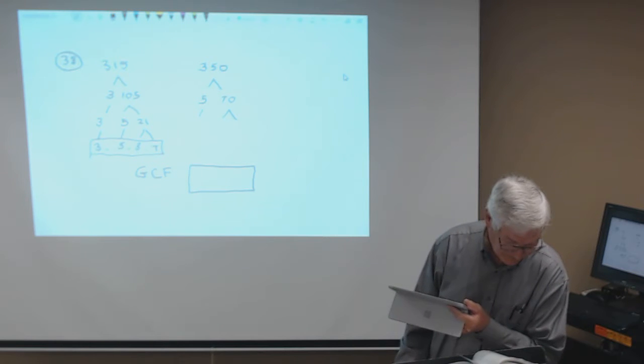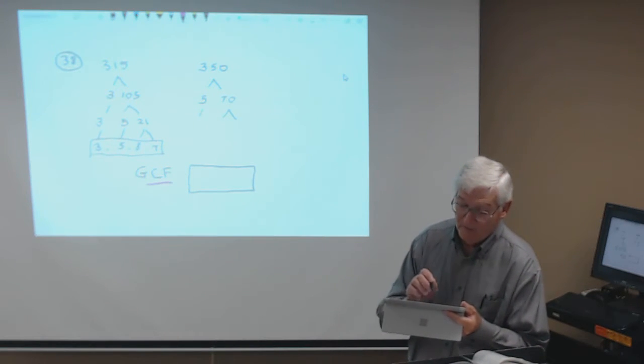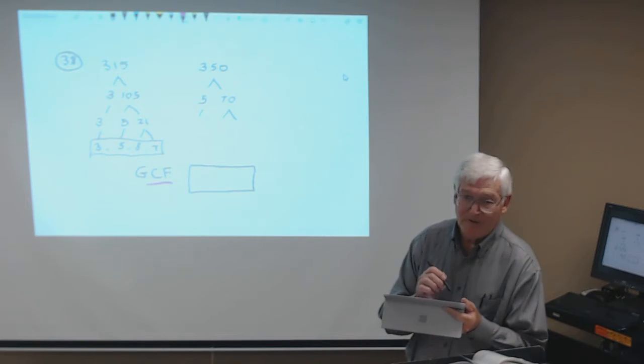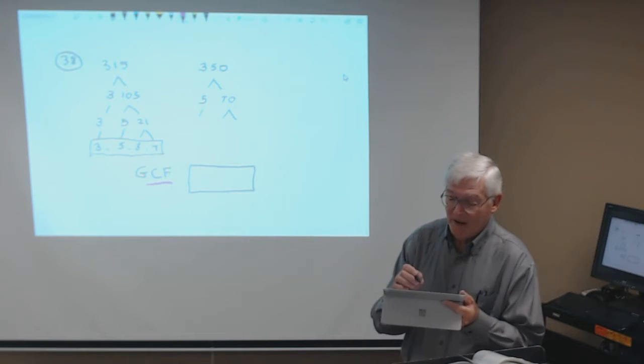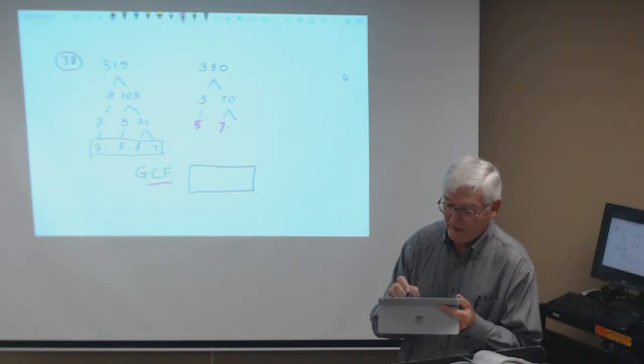Let's do 38. GCF, greatest common factor for 315 and 350. I've already built a tree for 315 to expedite time. Let's do the one for 350. This is 5, and 70 is 7 times 10. Everybody follow that? So I have 5, 7, and 10 is 2 times 5.